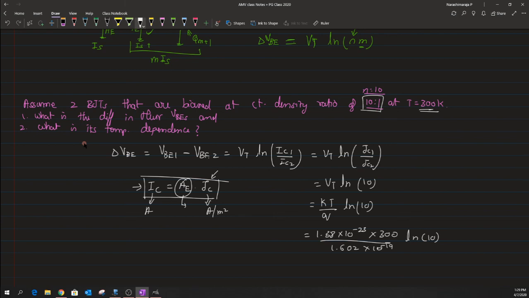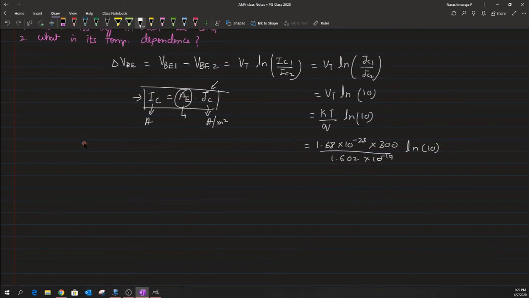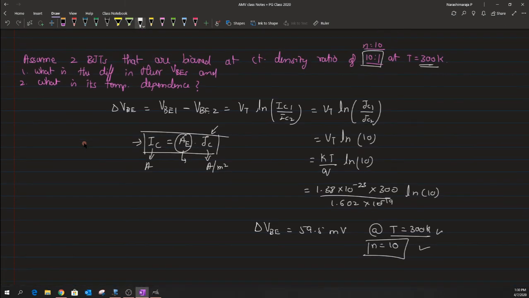So when you do this math of substituting all these values, one would end up having a value of delta VBE which is equal to 59.5 millivolt. And this is the value that I am getting for a temperature equal to 300 Kelvin, and for the n factor that is equal to 10. So this is more important, it is basically defined only for these two factors. So having got this as our first result, the computation of the first one is done. The difference in the VBEs is done.